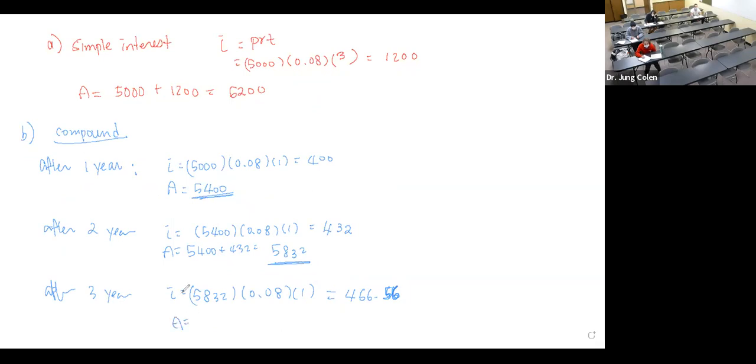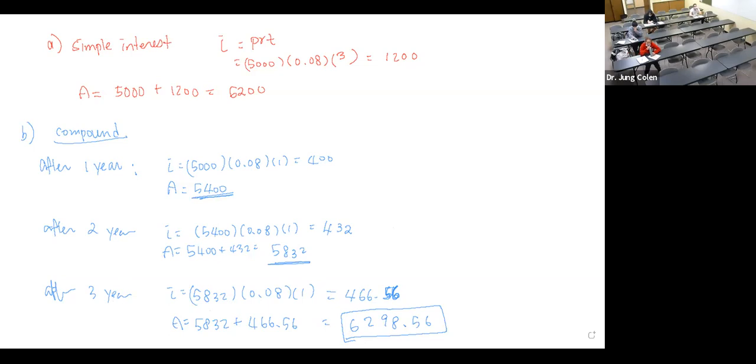So the total amount after 3 years is what? 5,832 plus that interest. $6,298.56. Okay, thank you. So after 3 years, this will be your compounded amount of money you are getting.